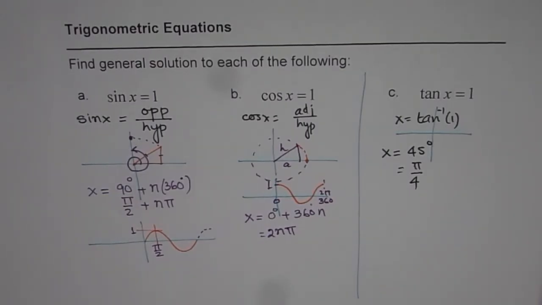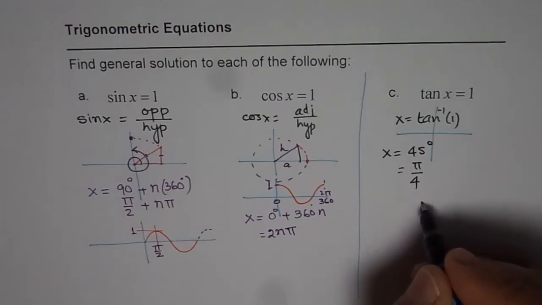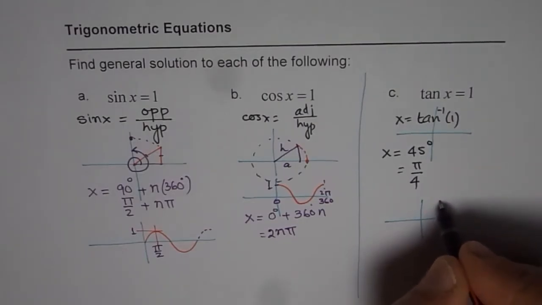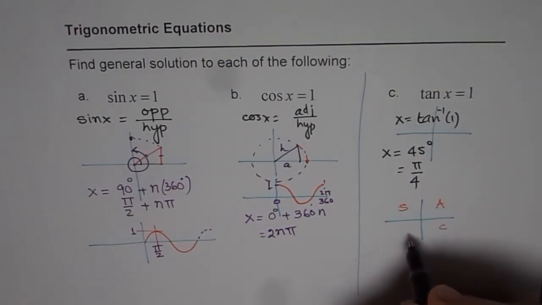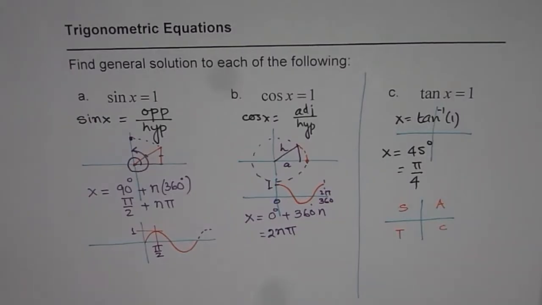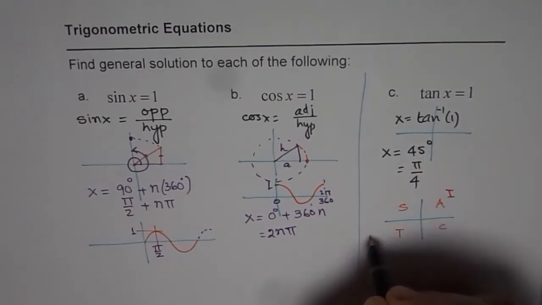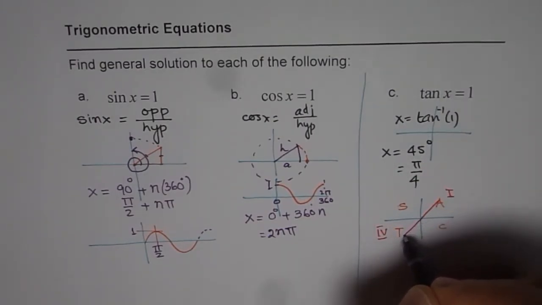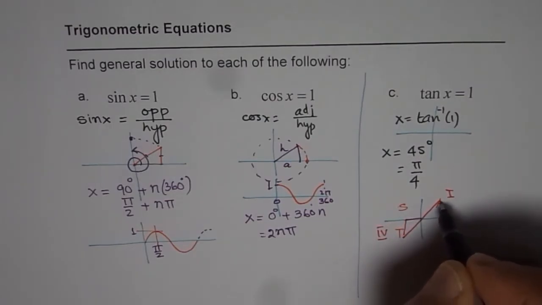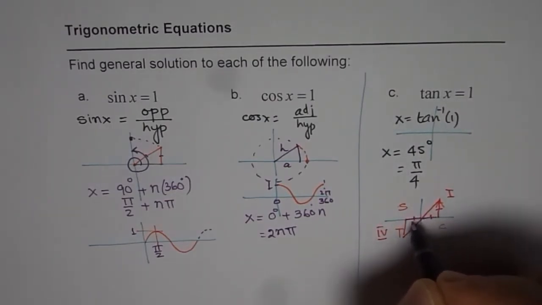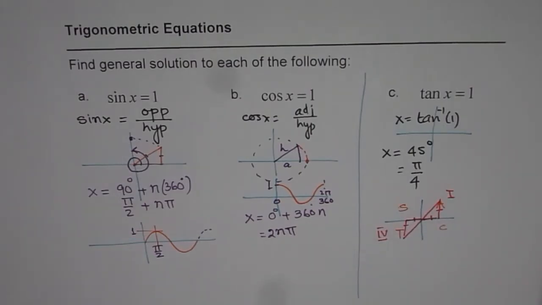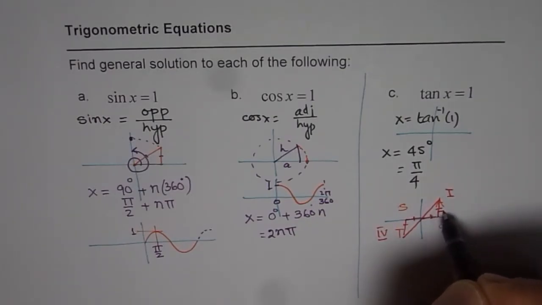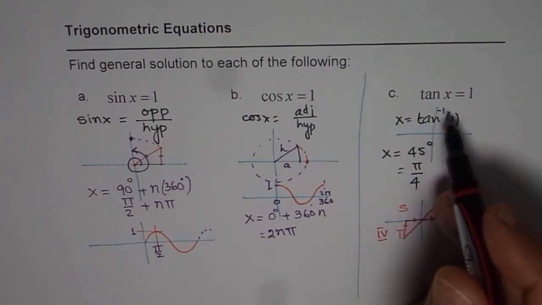Now how to find the general solution? Let's look into it once again. To find the general solution, we should know the CAST rule, or we should know when tan is positive in a coordinate plane. Tan is positive in quadrant 1 and in quadrant 4, correct? So tan equals 1 means the position is kind of like this, right? Where the adjacent side and the opposite side are equal. Now these two sides are equal only when you are at 45 degrees, correct? That's an isosceles right triangle. Is that okay? So for that position, tan is 1.